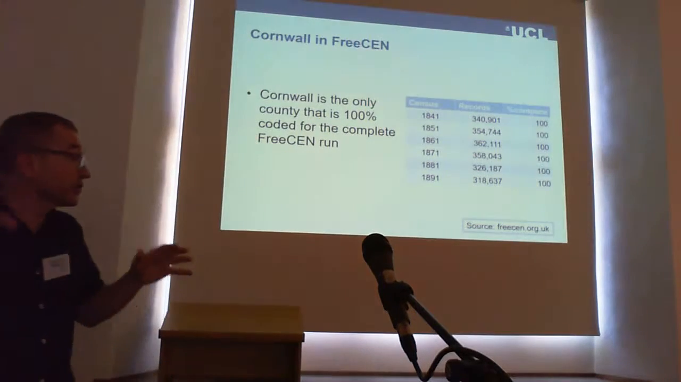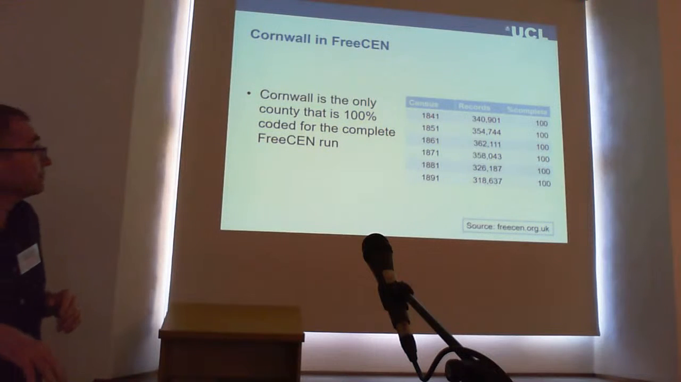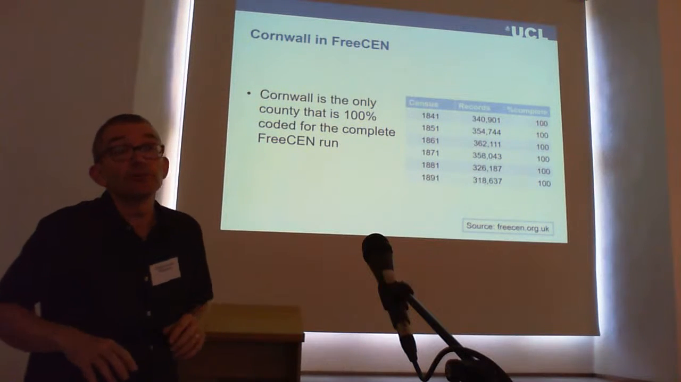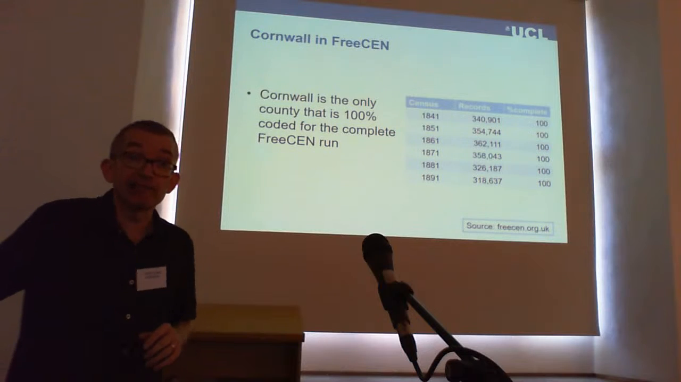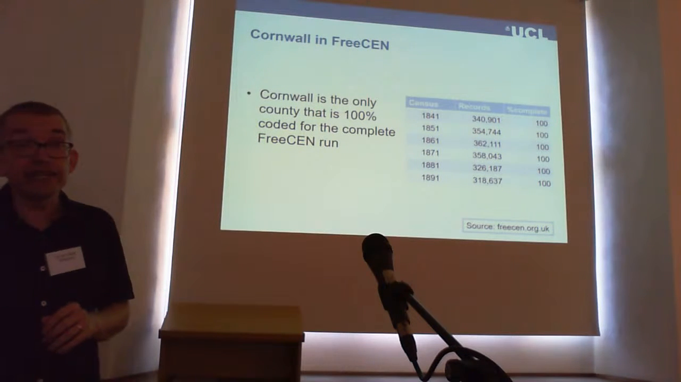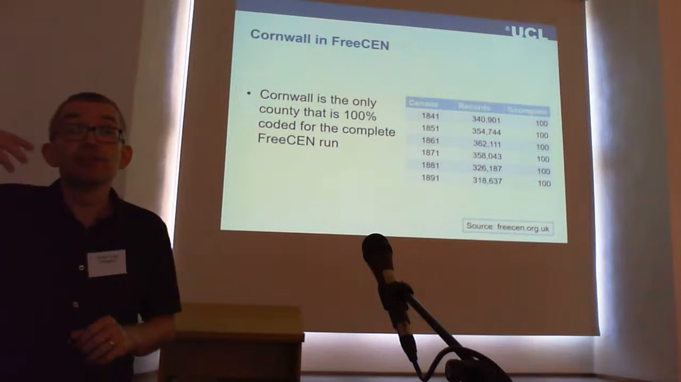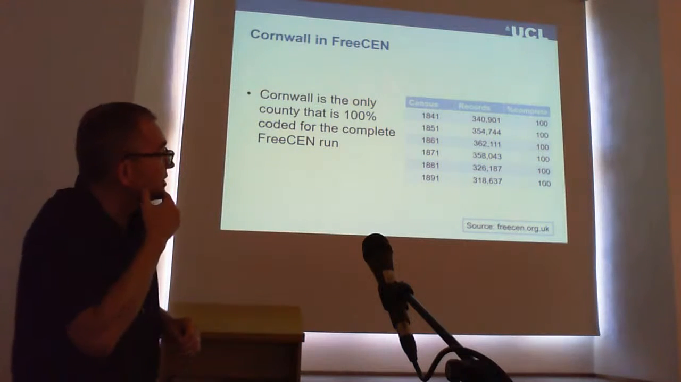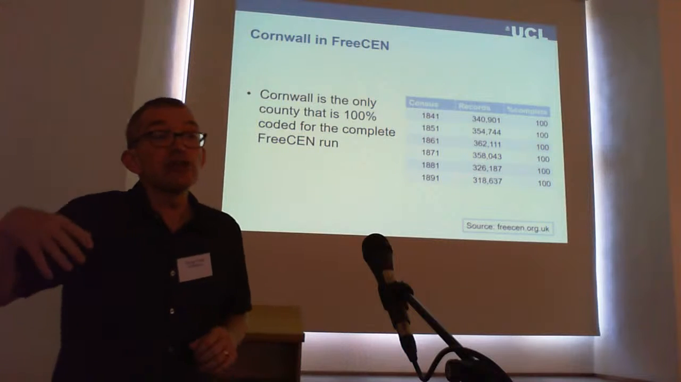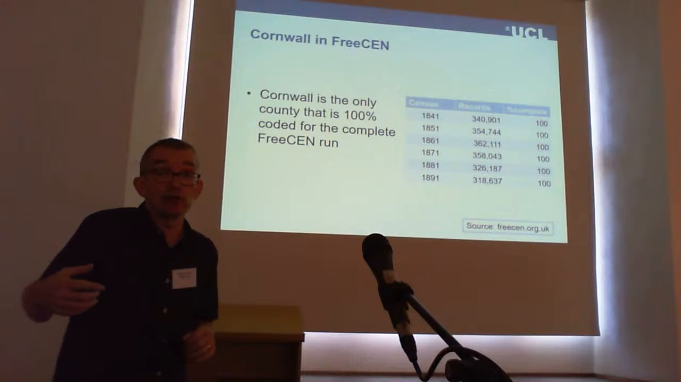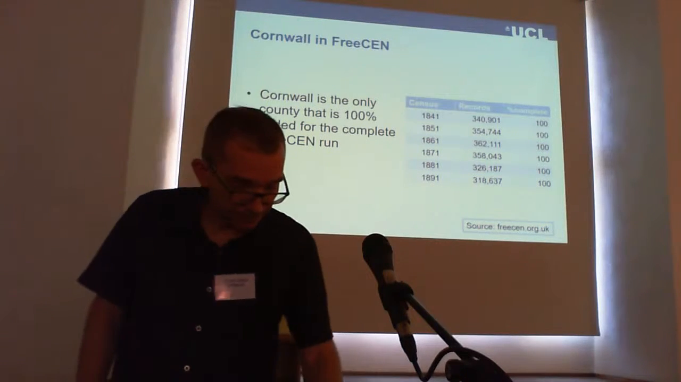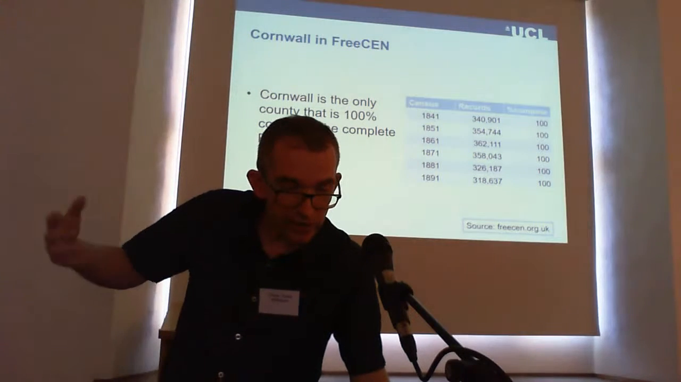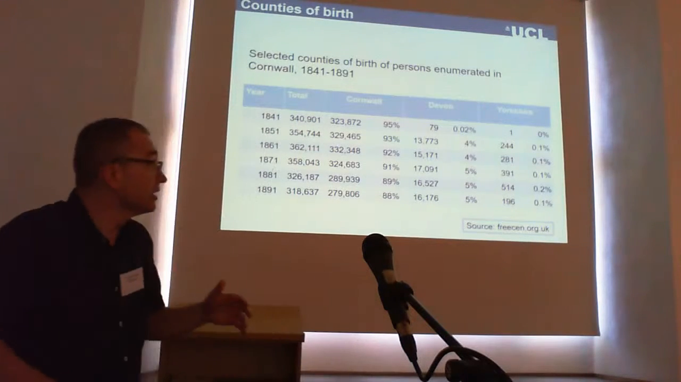Moving on to what I want to talk about today, I've focused on Cornwall. And the reason why I think Cornwall is interesting is because it's the only county in FreeCEN that's completely coded for the whole of the sequence from 1841 to 1891, giving us a total of just over 2 million records to look at. And looking at all of those records at the same time, we can do various sorts of analysis.